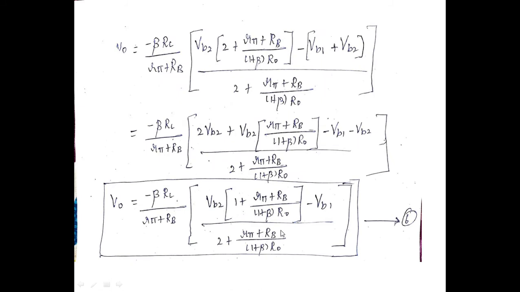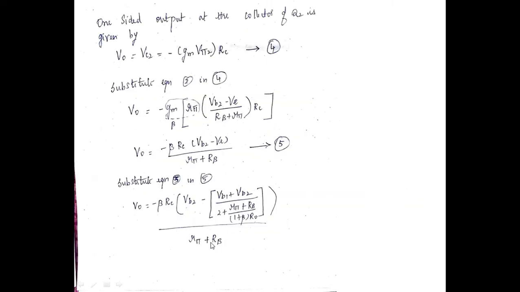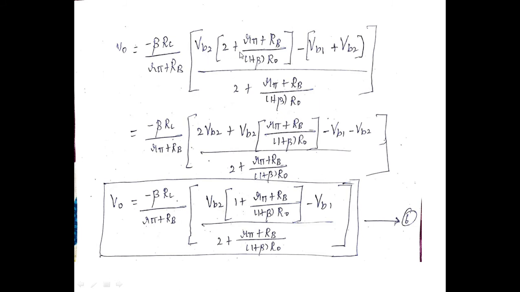The next step is I'm going to solve this equation to get my final equation of my V naught, that is minus beta RC by R pi plus RB. So I just cross multiply this one. I just cross multiply this equation and have written it as VB2 into 2 plus RB. By solving this one further, I got a V naught equation as minus beta RC divided by R pi plus RB into VB2. From this two things, 2 VB2 minus VB2 will give a VB2.